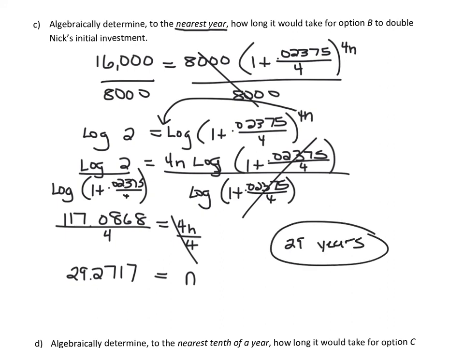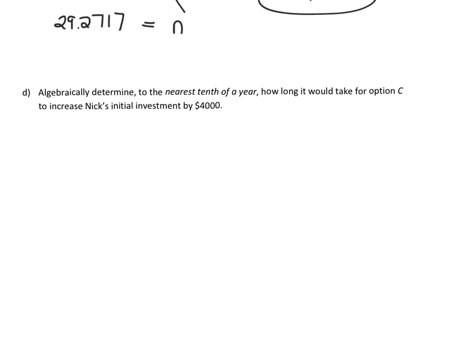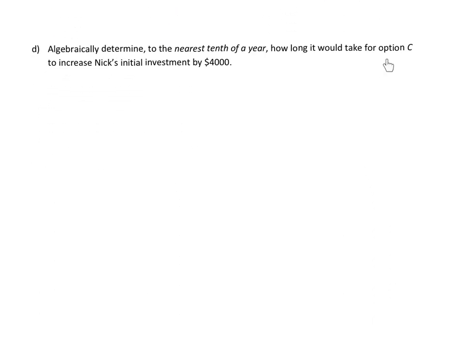All right, and then finally, letter D. So letter D, I could see right here, is going to be using option C. Okay, and it wants to know how long will it take for option C to increase Nick's initial investment by $4,000. So if his initial investment is $8,000 and we want to increase it by $4,000, well, 8,000 plus 4,000 is 12,000. So we are going to replace this side of the equation with 12,000. All right, and this is what we're going to solve.